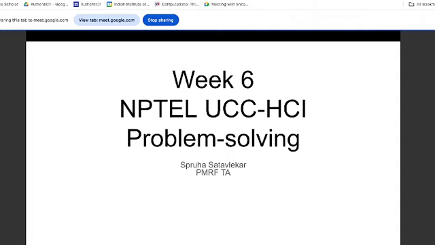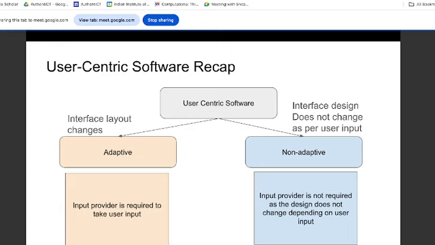We will begin with week 6. Before we go into week 6, we will give a recap of the week 3, week 4 and week 5 content, a little bit of recap which is needed for this week 6.